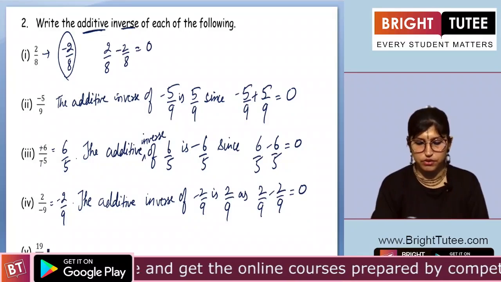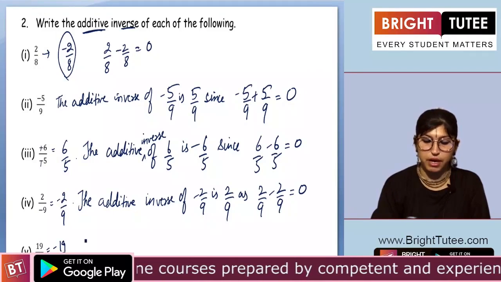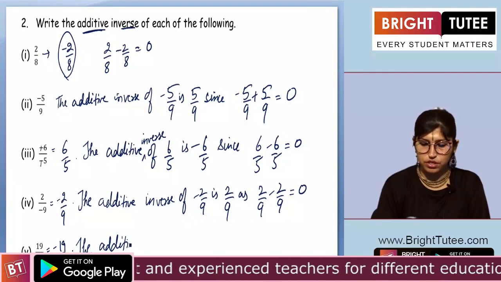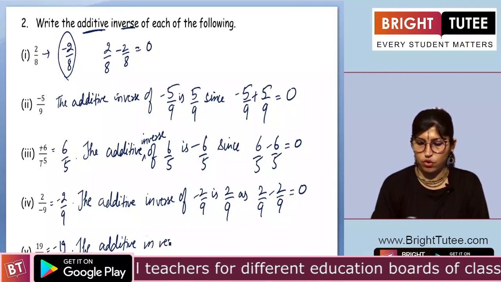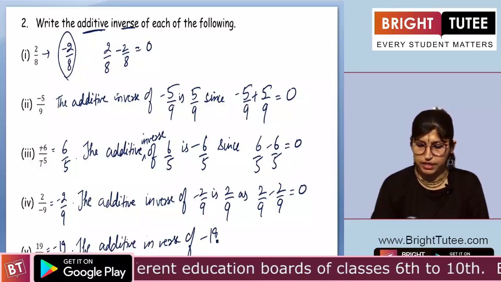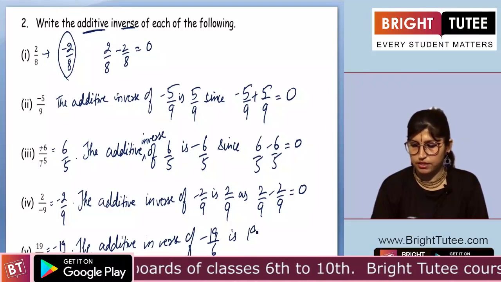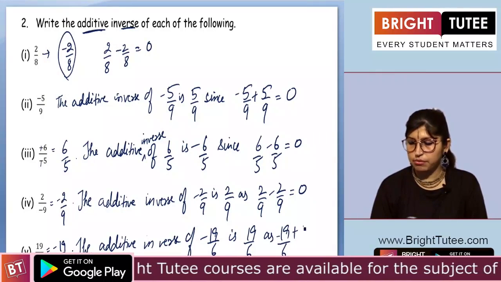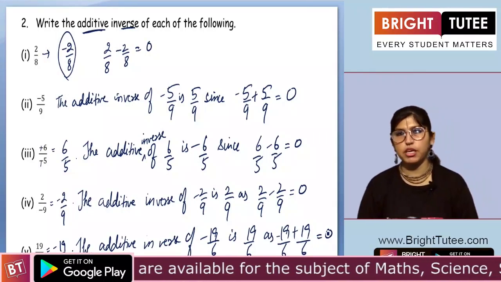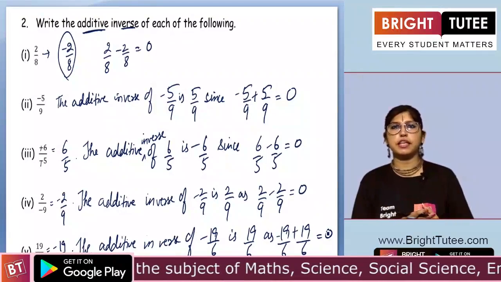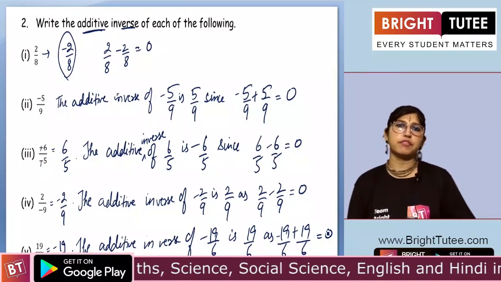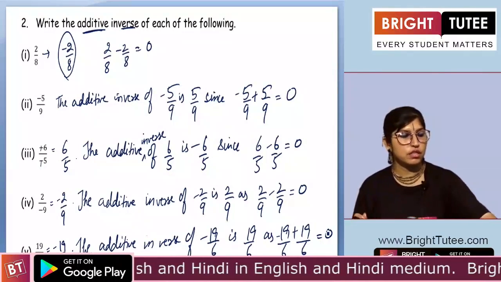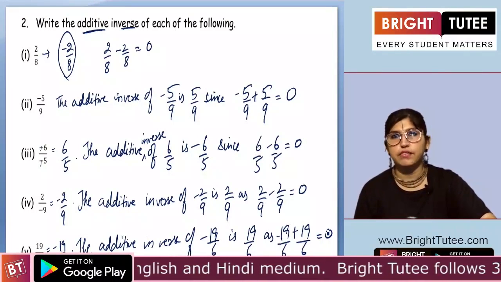Last but not the least, we can write it down in the same way, minus 19 by 6, and we can write it down that the additive inverse of minus 19 by 6 is 19 by 6, as minus 19 by 6 plus 19 by 6 will be 0. So additive inverse is basically, we will be adding the same number, but if we have minus, that will be plus. If we have plus, that will be minus. So this is how we go with additive inverse.